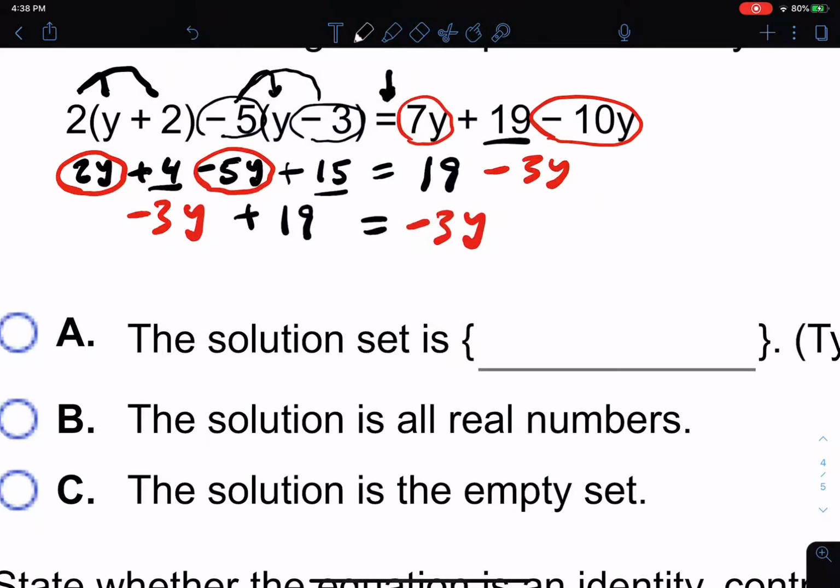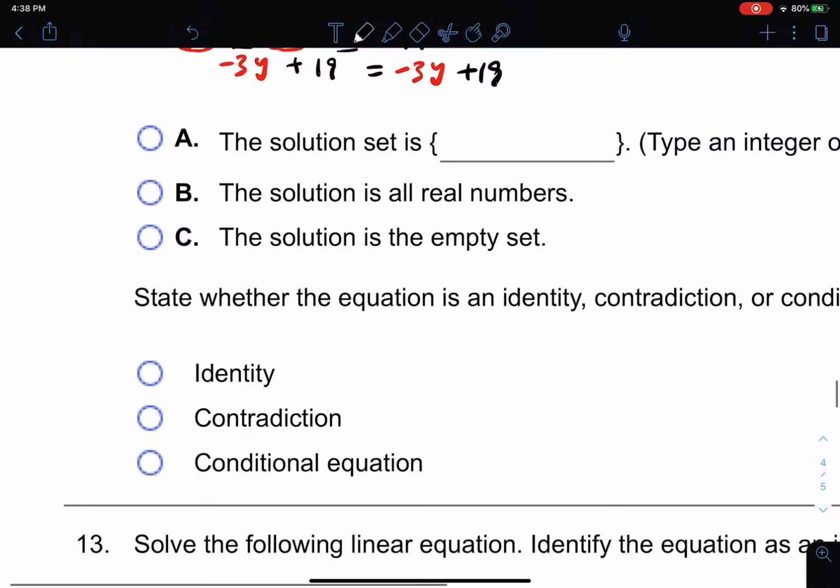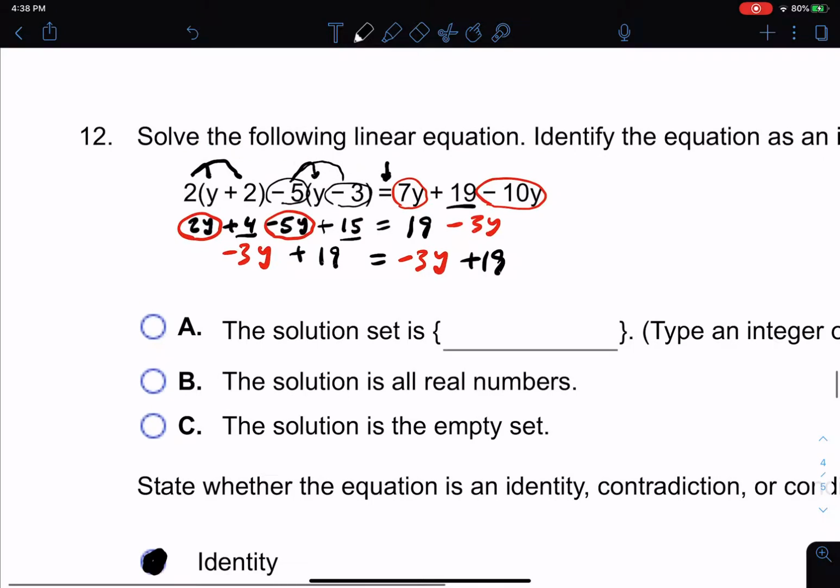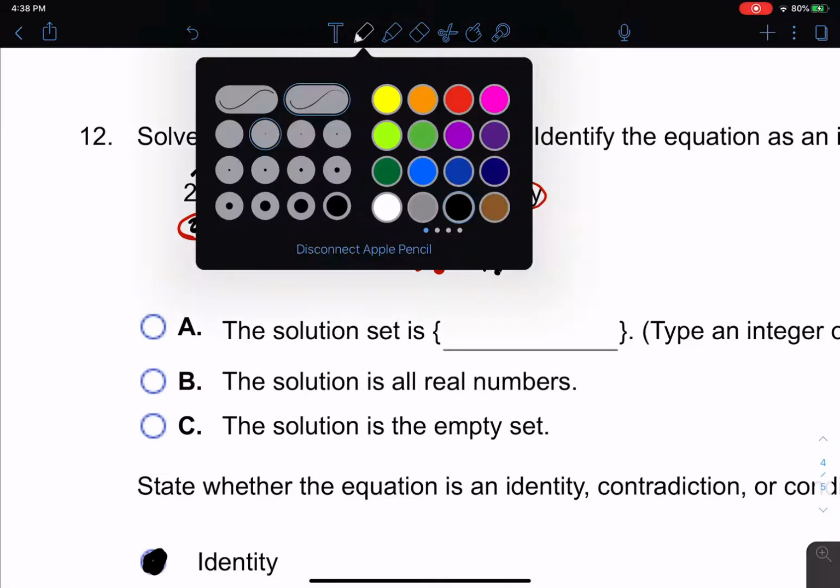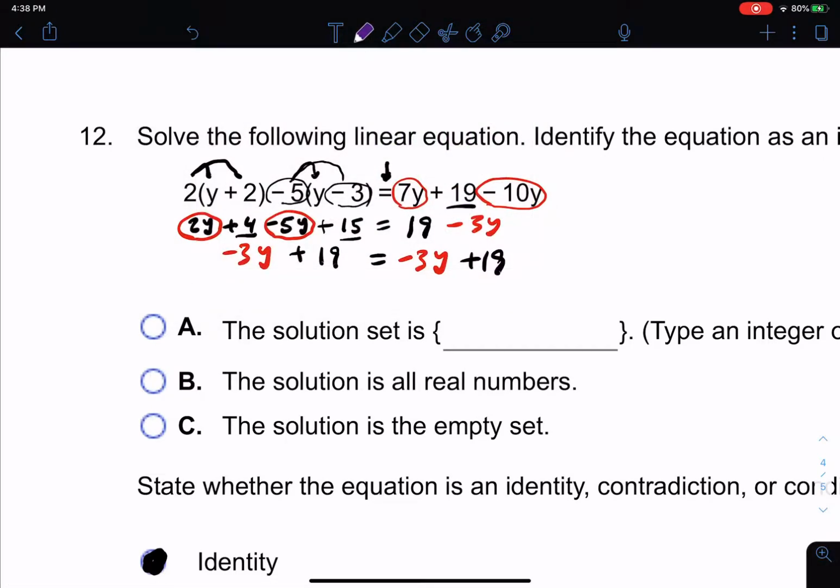So some people might at this point say, wait, the left-hand side is exactly the same as the right-hand side. And if you're saying that, that's called an identity, and you're right. But some people will be in autopilot mode, and they will, like a robot, want to get the y's together. So they'll say, I'm going to add 3y to both sides. And that's going to zero out, giving me a new equation that says 19 equals 19.